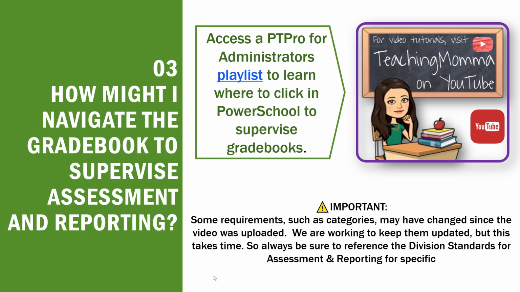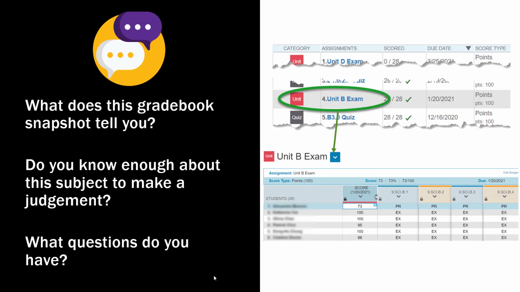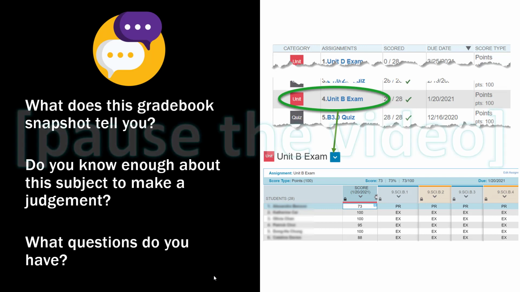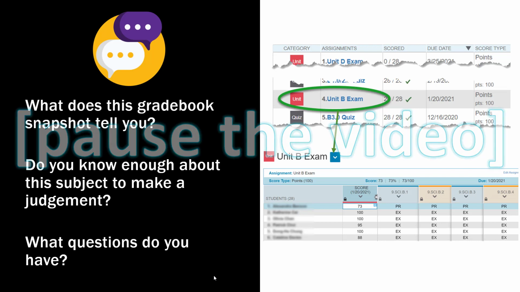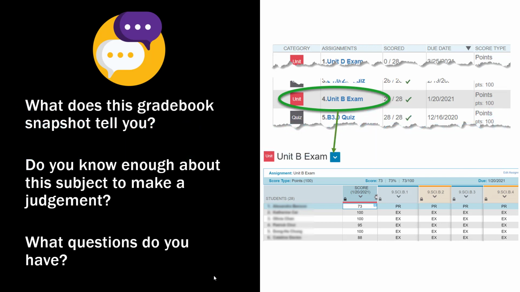So let's practice a little bit, shall we? Let's look at this. What does this gradebook tell you? Do you know enough about this subject to make a judgment? And what questions do you have? So looking first right up here at the Unit B exam bit, I wonder, Unit B, what were they learning? I understand its categories as Unit B, but what is it all about? I'm looking at the categories and I'm thinking, is this teacher determining grades based on the type of task they're completing or on the outcomes students are learning?